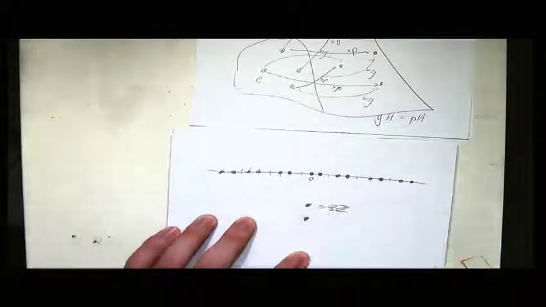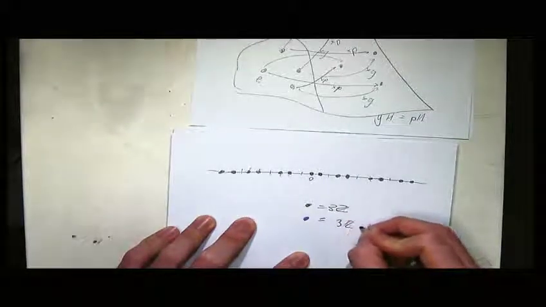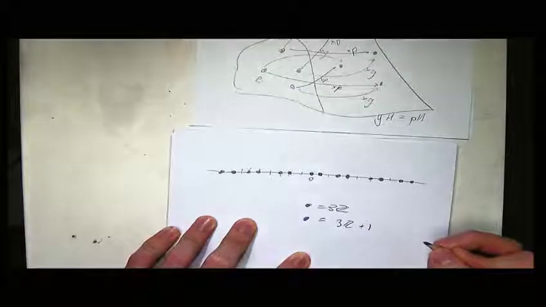Then my purple that I have made is the coset 3Z plus 1. And I could also just as easily do 3Z plus 2, right?